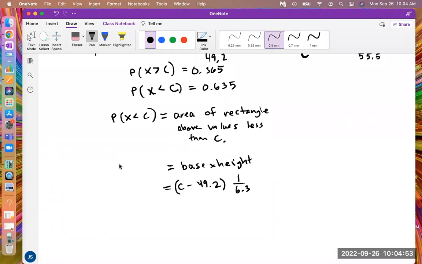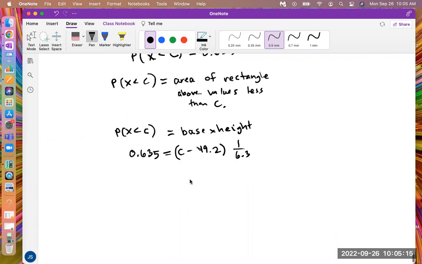And we said that we already know this probability. The probability of being less than C, that probability is 0.635. So now we have an equation. We have one unknown, the C, and we have everything else here known. So I just want the C minus 49.2. So I need to get rid of this 1 over 6.3. So I can multiply on both sides by the reciprocal of that, 6.3 over 1.